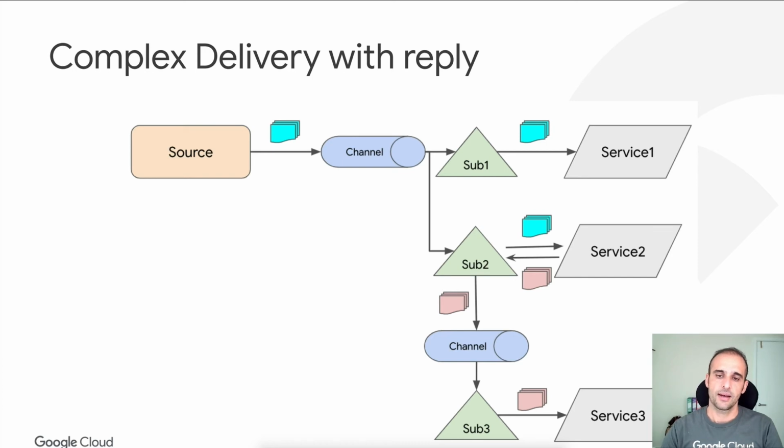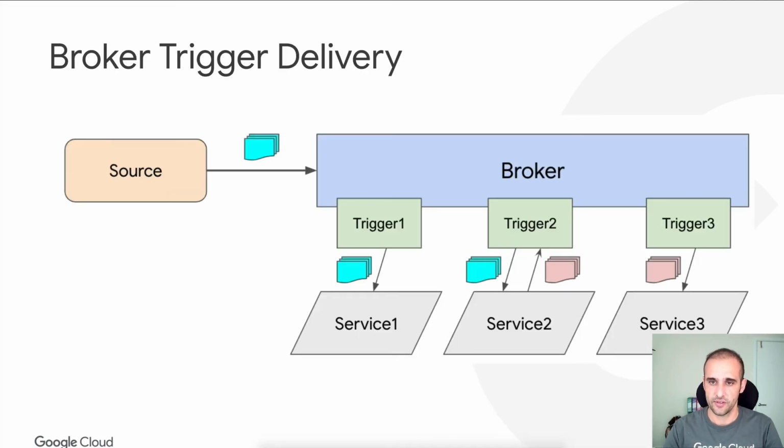But at the same time, it's also getting hard to set things up, right? So here, for example, we had 3 services, and we need to create 2 channels, and 3 subscriptions, and we need to make sure that everything is hooked up correctly. So it can easily get out of hand if you have, say, tens of services. You can easily get confused between different channels and subscriptions and things like that. So that's why we have this thing called broker trigger delivery. This is the latest way of setting up messaging in Knative, and it's the one that I recommend.